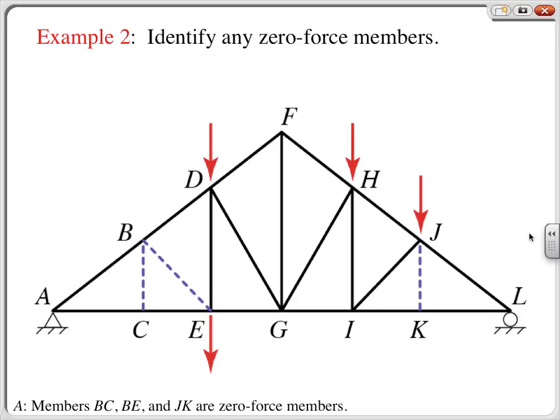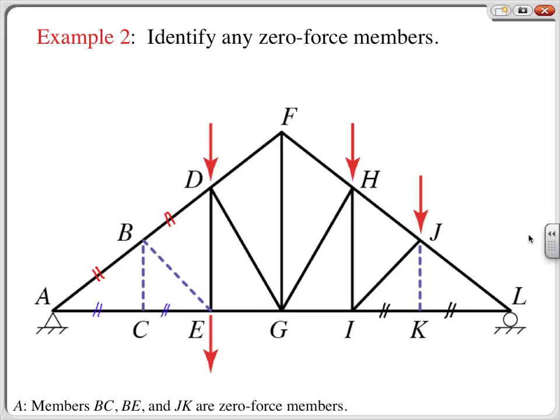A couple of additional points about this exercise merit discussion. First, note that we have not only identified 3 members as zero-force members, but equilibrium in the collinear direction at joints C, B, and K tell us the load carried by CE is the same as the load carried by AC. The load carried by BD is the same as the load carried by AB. And the load carried by IK is the same as the load carried by KL.